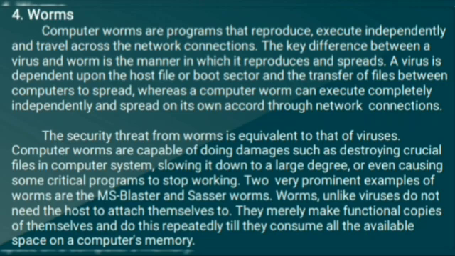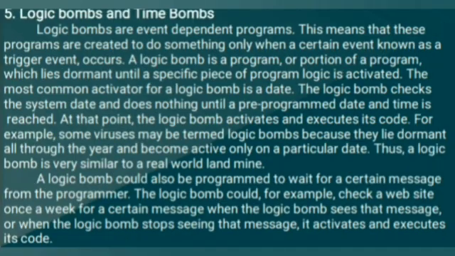Computer worms are capable of doing damages such as destroying crucial files in computer systems, slowing it down to a large degree, or even causing some critical programs to stop working. Two very prominent examples of worms are the MS Blaster and Sasser worms. Worms, unlike viruses, do not need the host to attach themselves to. They merely make functional copies of themselves and do this repeatedly till they consume all the available space on computer's memory.